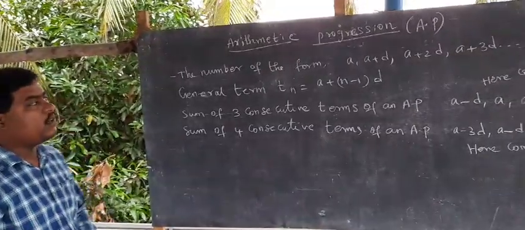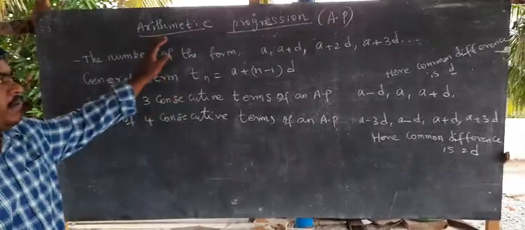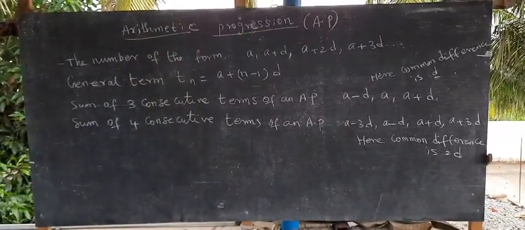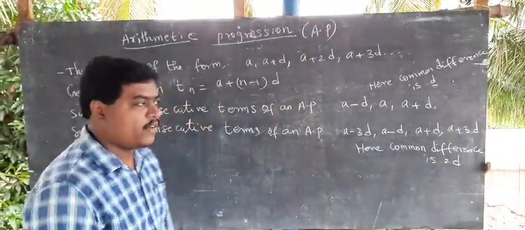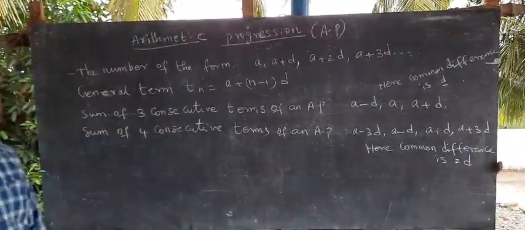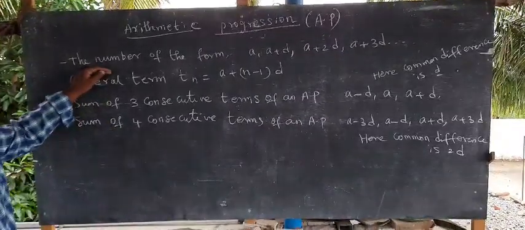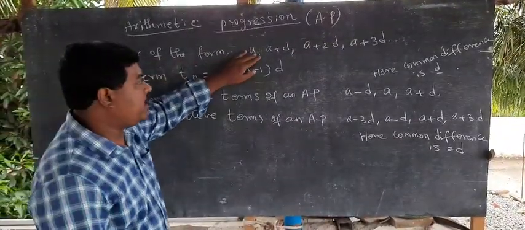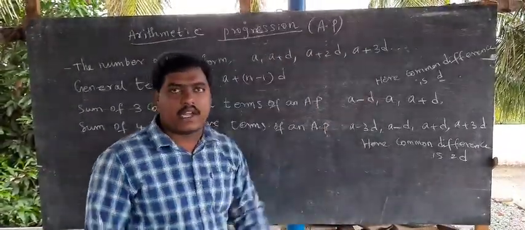Good morning, students. Today we are going to discuss the heading arithmetic progression. We will shortly call it AP. So hereafter, when we say AP, it means arithmetic progression. The numbers are of the form A, A plus D, A plus 2D, A plus 3D.